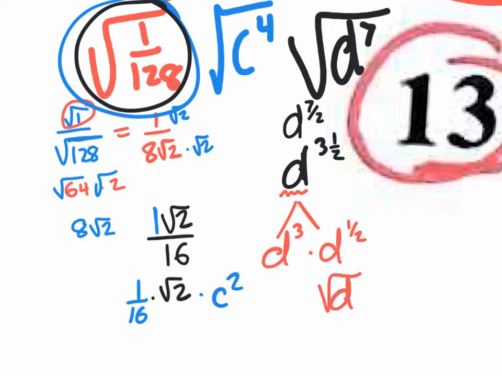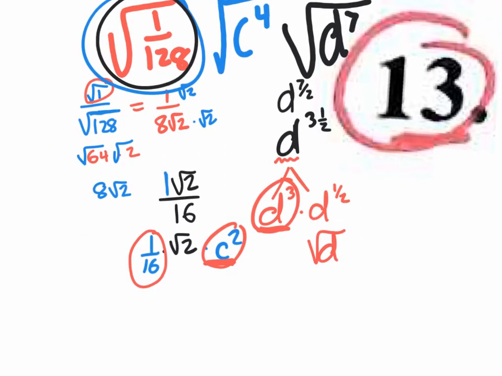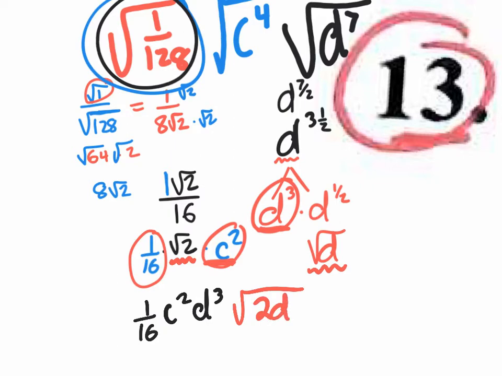So let's think about what we have here so far. We have 1/16 that we're going to put right next to the c squared and the d to the 3rd. So let's put all these 3 right next to each other. You have 1/16 c squared d to the 3rd, and then we're going to put the square root with that square root, multiply them together. You're going to have the square root of 2 with d.